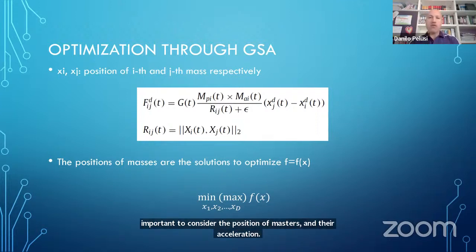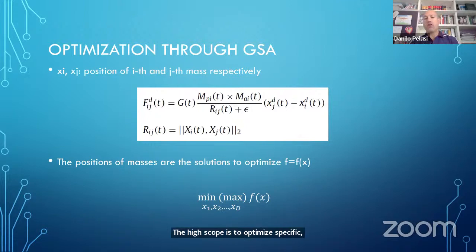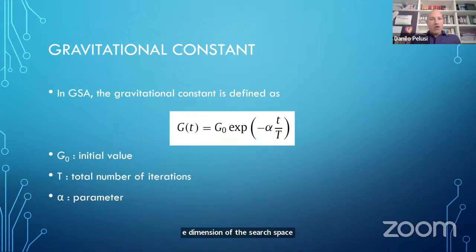The aim, the scope, is to optimize a specific function. In other terms, it's important to find the minimum or maximum of a function over the search space defined by x1, x2, ..., xd, where d is the dimension of the search space.